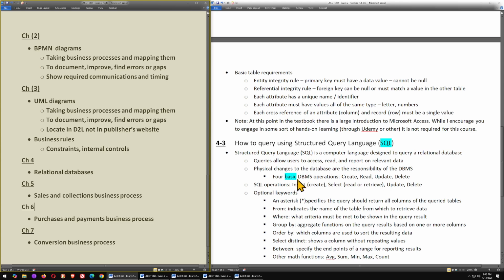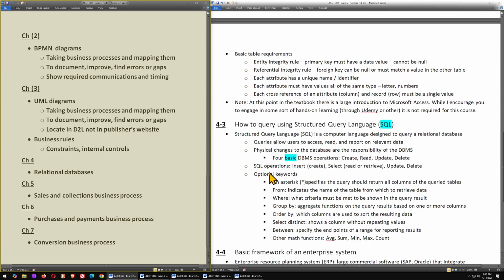There are 4 basic database management system operations: create, read, update, and delete. They are called something slightly different in SQL, which is its own version of a database management system. It's a very common one. In SQL, insert is create, select is read, and then they also use update and delete. So sometimes you'll see one word versus another because they're talking about SQL or they're talking about a database directly.